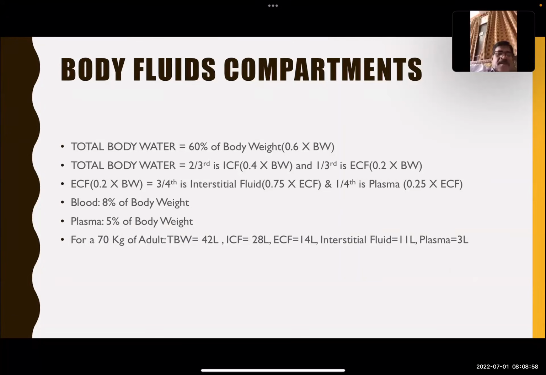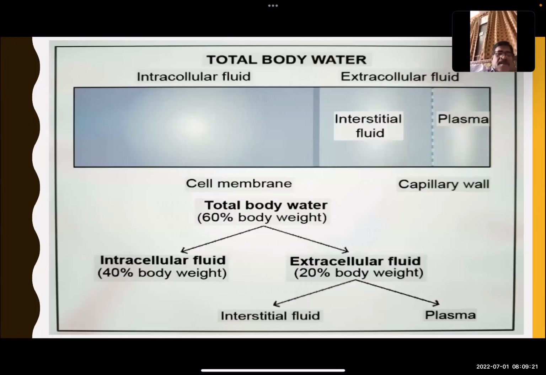For example, for a 70 kg adult, total body water will be 0.6 times 70, which equals 42 liters. Similarly, intracellular fluid comes to 28 liters. And blood is 8% of total body weight, and plasma is 5% of the total body weight. As in the pictorial diagram, we can see total body water is divided into two: intracellular fluid and extracellular fluid, and further extracellular fluid is divided into two compartments, that is interstitial fluid and plasma.